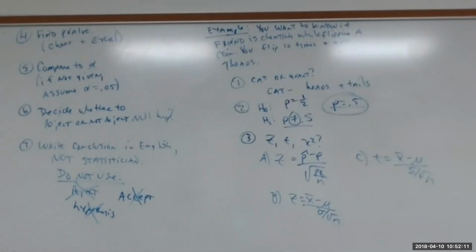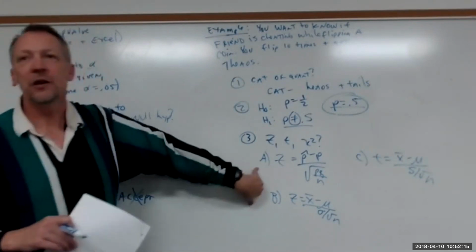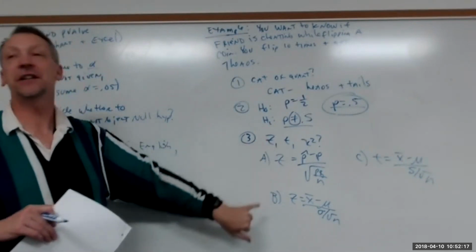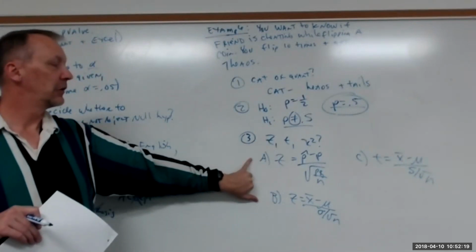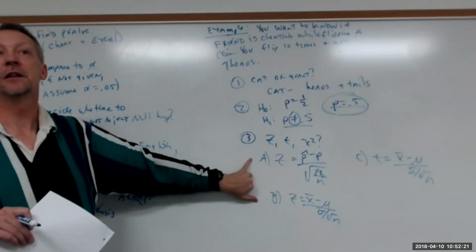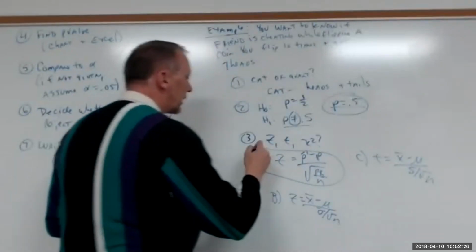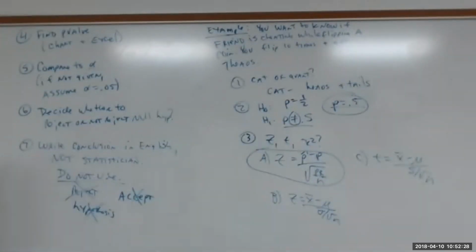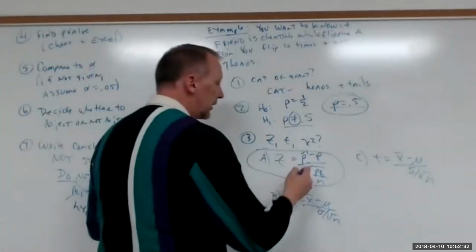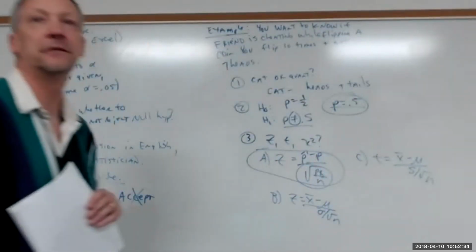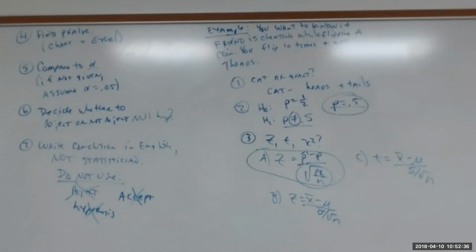So the answer is, because we know it's a z-test, which of those two equations am I going to pick? A. A because it's a proportion. And in fact, your standard deviation is the denominator right there.